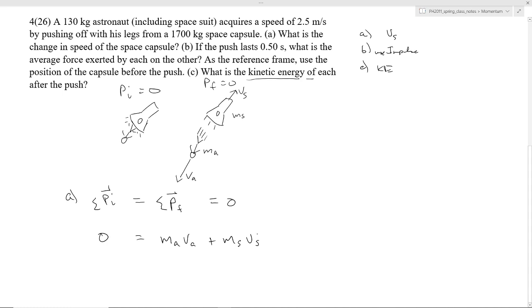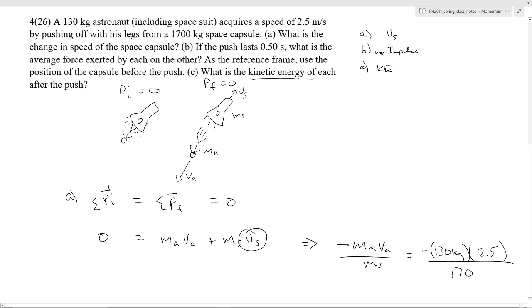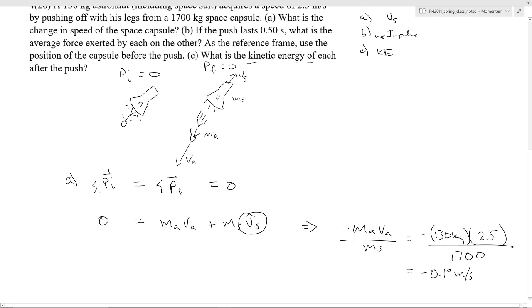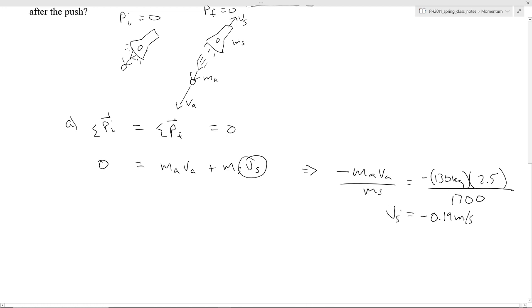And so then we would solve this for Vs. We'll get minus ma Va over ms. And if we look at the actual numbers here, the mass of the astronaut is, so it's going to be negative this quantity, but 130 kilograms. His velocity is 2.5. The mass of the spaceship is, of course, much larger. And when we crunch this, we'll find that this is negative 0.19 meters per second. So in other words, the velocity of the spaceship is negative because it's in the opposite direction, and it's quite small compared to his velocity, and that makes sense because it's so much more massive.